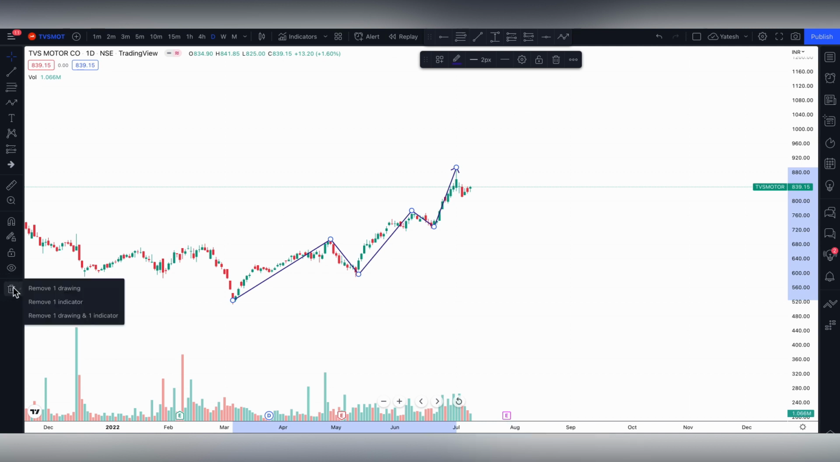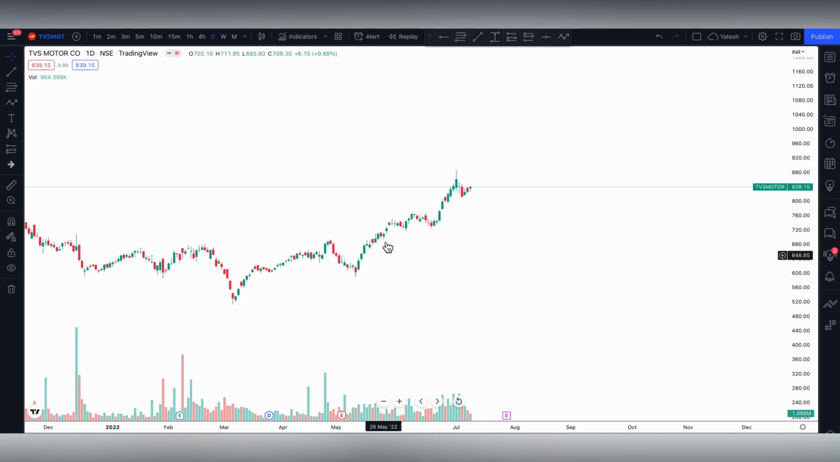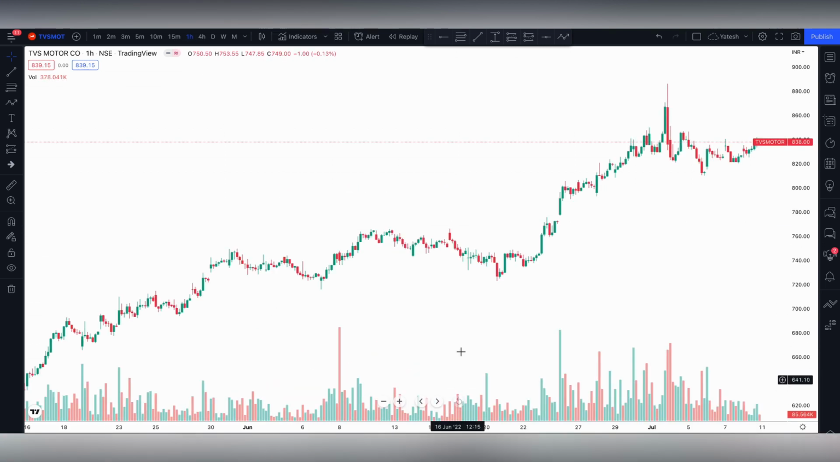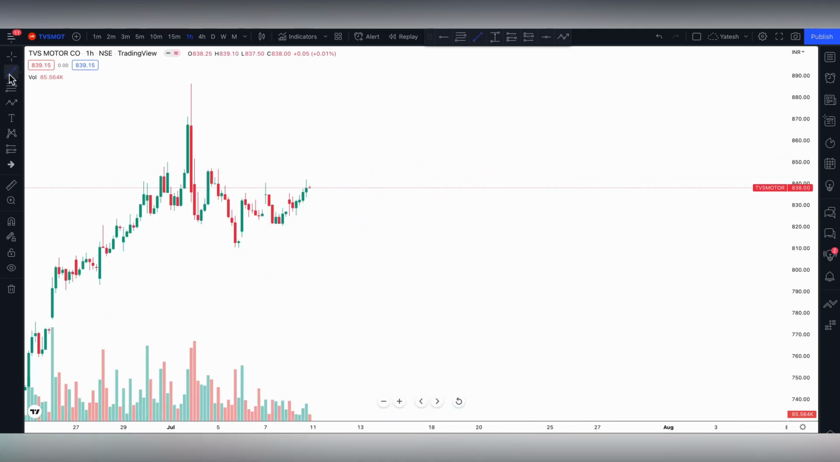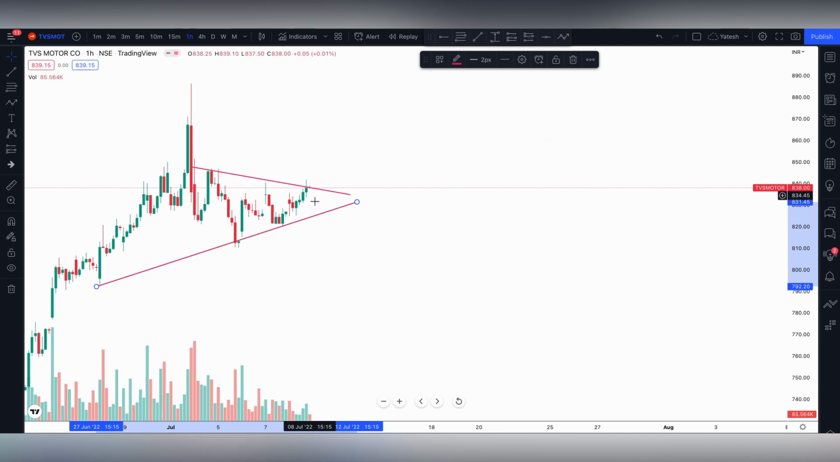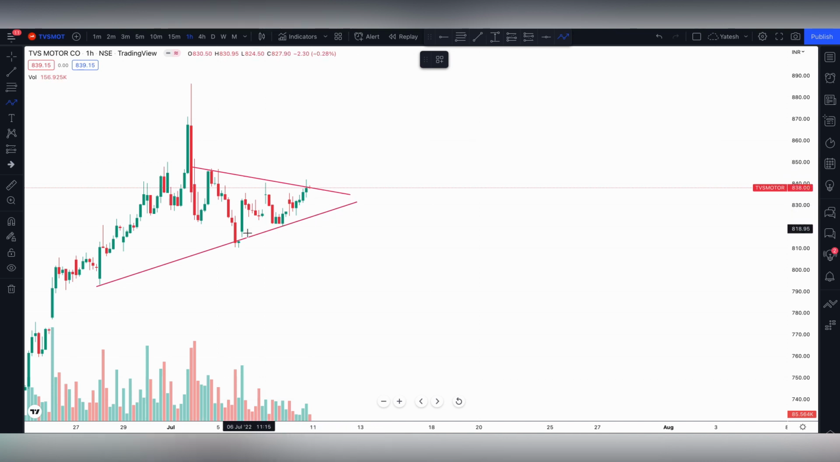Okay, so we identified the trend of the stock on a higher time frame. Now let us switch to a lower time frame, let's say 1 hour. Now on the 1 hour, what kind of movement is the stock doing? Here, if I draw a trend line like this and one more trend line like this, I can observe that this stock is in a consolidation range. This is a symmetric pattern.